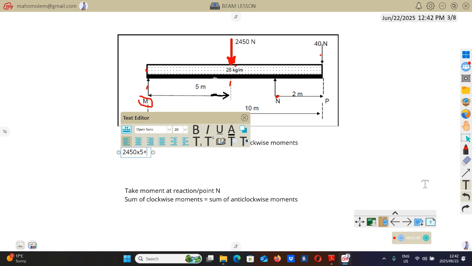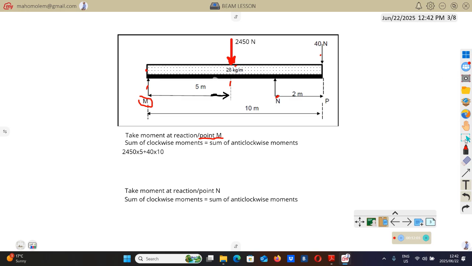Plus we go to the next force. The next force is 40. Then multiply by the perpendicular distance. The distance from M to 40 will be 10. So here's the 40 that I've been talking about. The distance from M to 40 is the total length, which is 10. Then that's all for the clockwise moments.